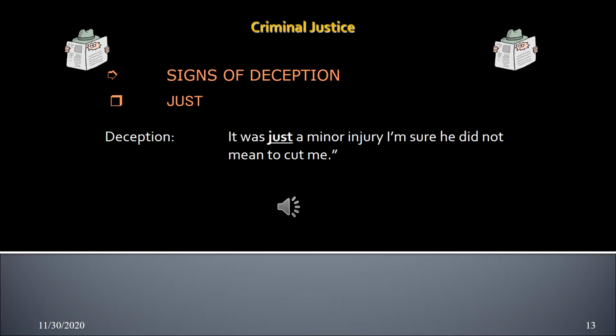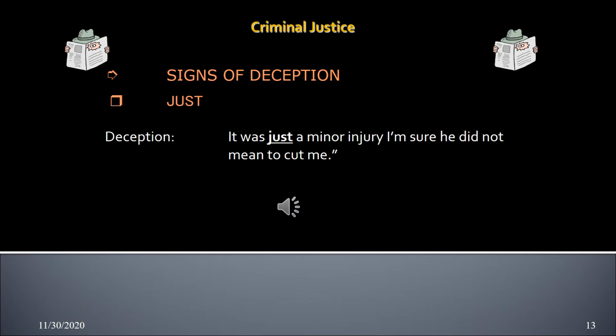So here's another one of those words that really shouldn't exist in a statement of the past: just. Just is a mitigator. It is a justification term. It is sort of an excuse term in some respects. It was just a minor injury. I'm sure he did not mean to cut me. Okay? It was just a minor injury.